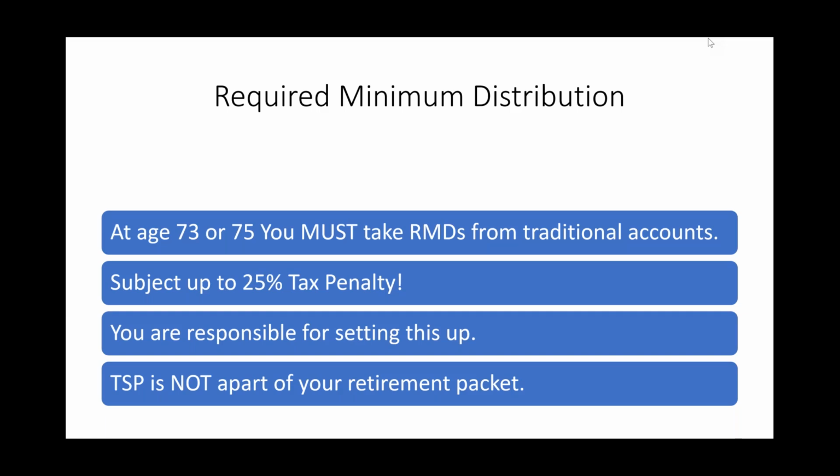Now, if you do not take the required minimum distribution like you're supposed to, not only are you going to pay tax on the total amount you're supposed to take out, right? So 30,000 in my example, you're also going to be subject to a 25% tax penalty on top of that. So not only do you have to pay your taxes, but you're going to pay a 25% penalty on the total amount that you're supposed to take out. That's a big hit. That's a big deal.